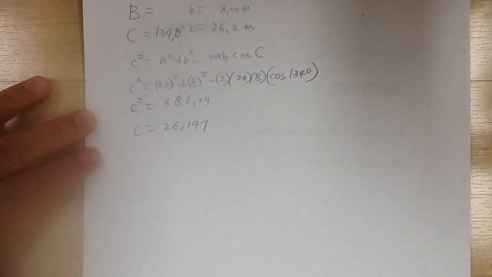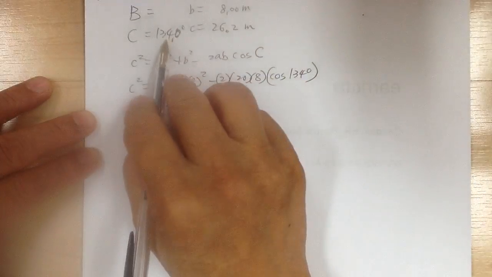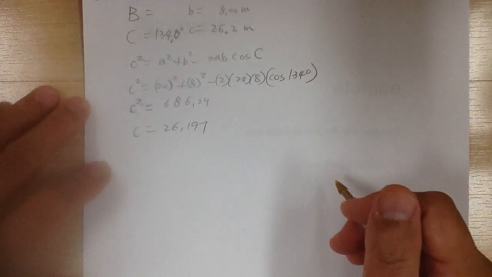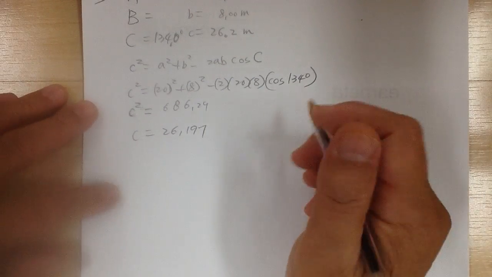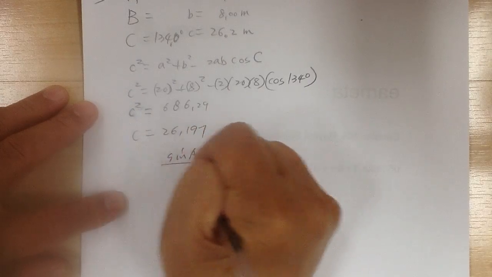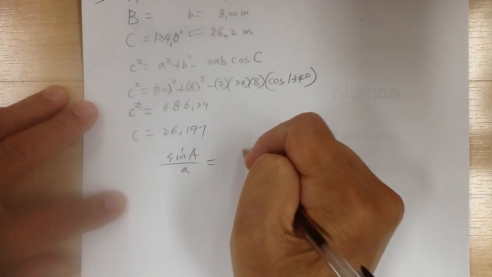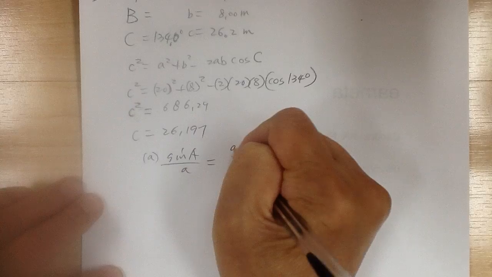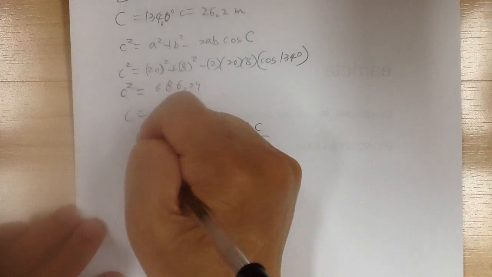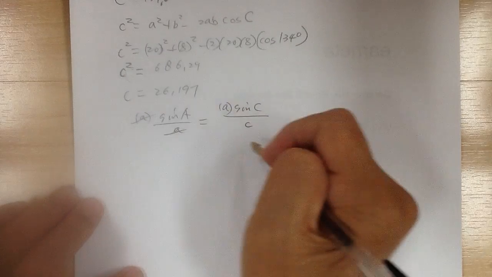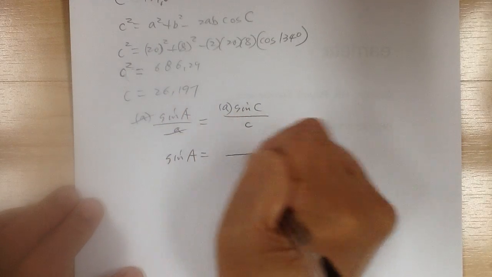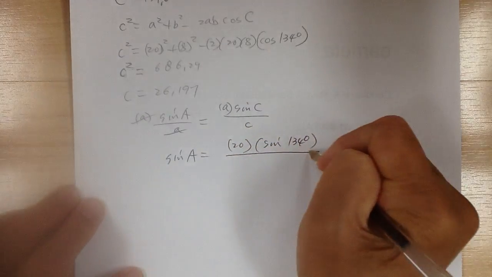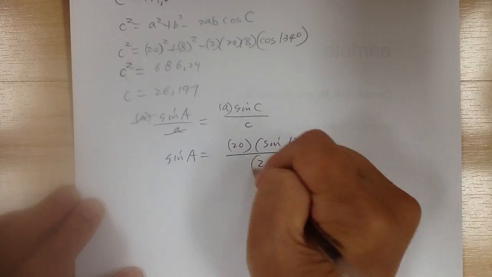Okay. Once I do that, well, you know that this angle is already more than 90. So that means both of these cannot be more than 90. So when you use the law of sine, you don't have to worry about the second case. Okay. So anyway, sine A over A equals sine C over C. Multiply both sides by A, so this cancels out. Okay, so sine A equals 20 times sine of 134 degrees over C, which is 26.2.